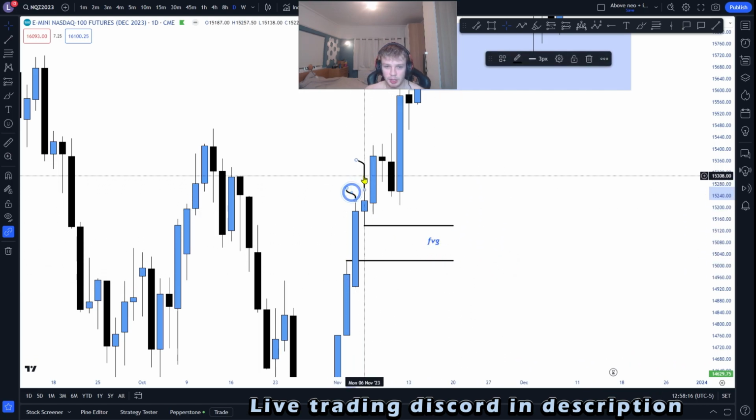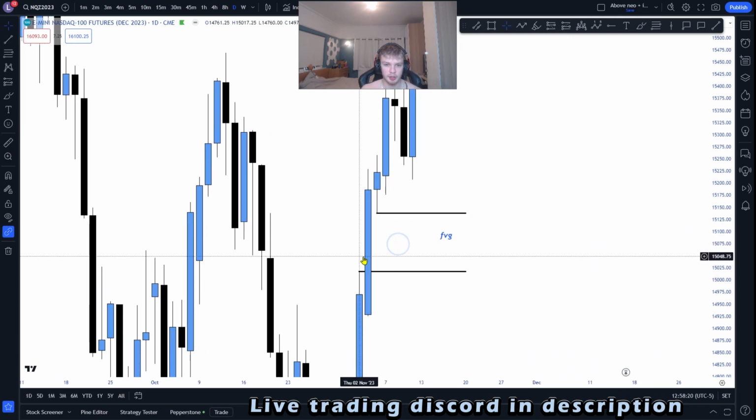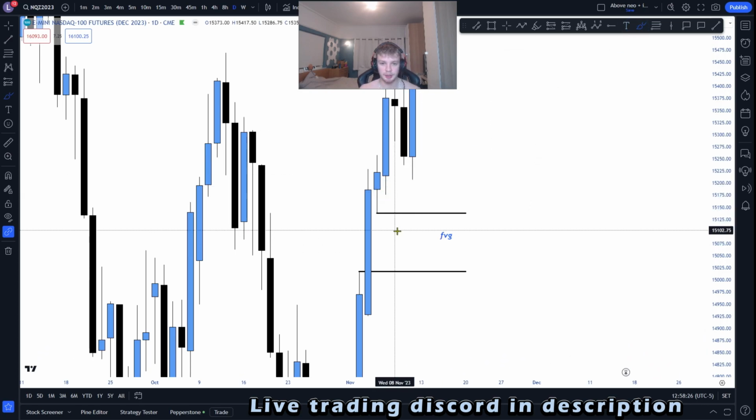So with lines, you can easily see right here, price has not come into it, there are no wicks. If this candle, for example, came into this price action, it doesn't matter. That doesn't make it not a fair value gap anymore. It is still a fair value gap.